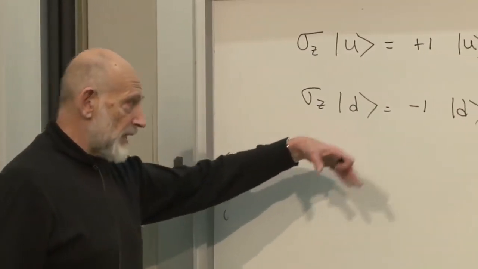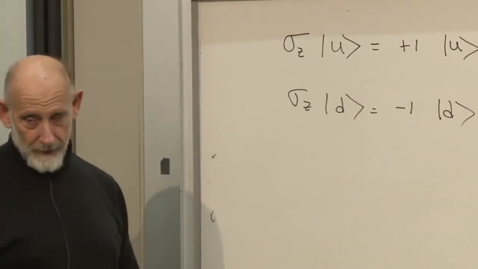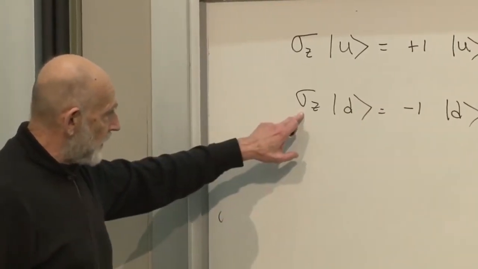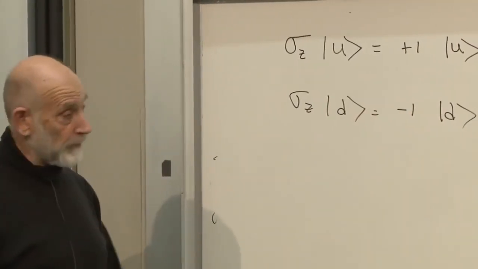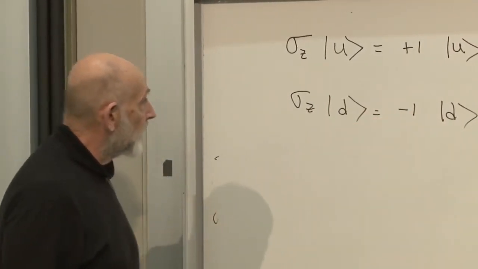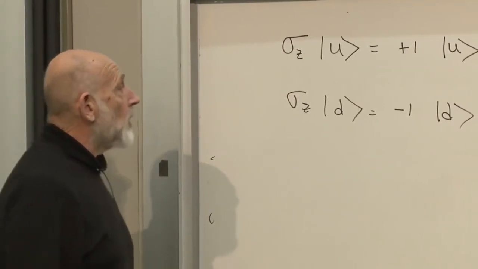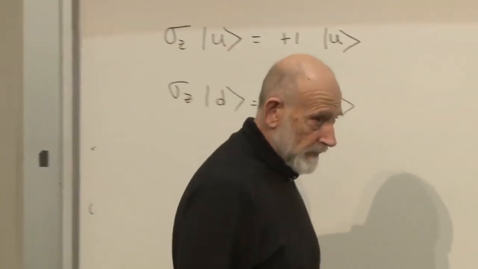It's not sigma z times down equals up. That wouldn't be an eigenvector. An eigenvector has the property that when the operator acts on it, it gives the same direction back times the eigenvalue. So here is what we know about sigma z.